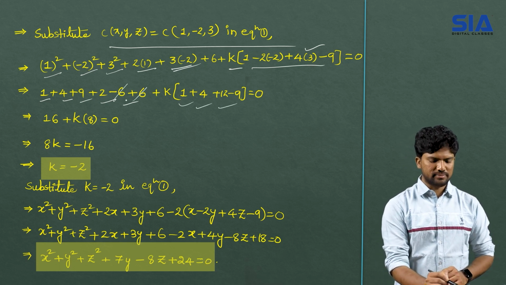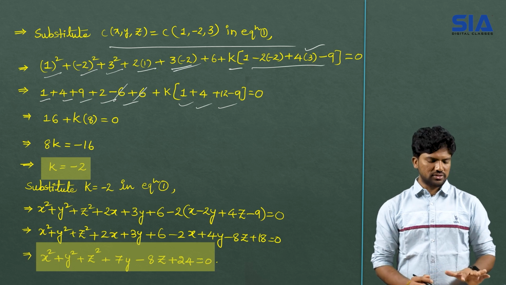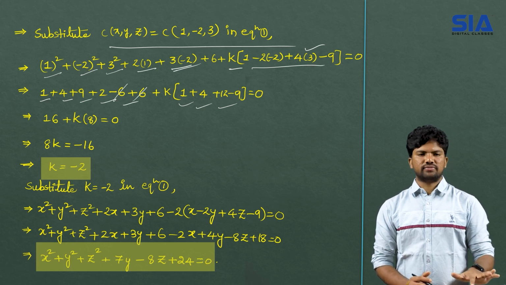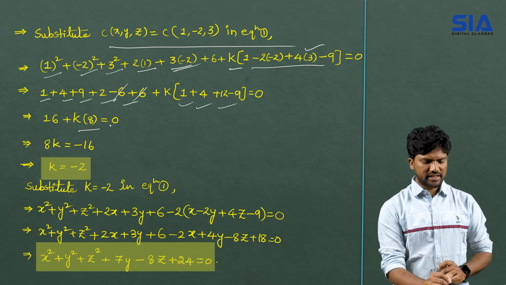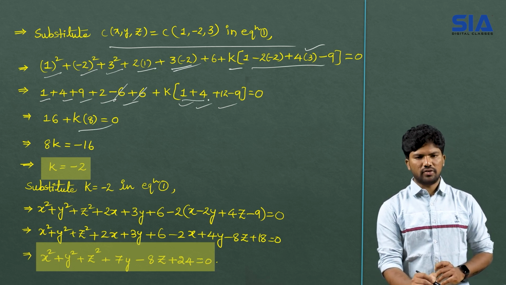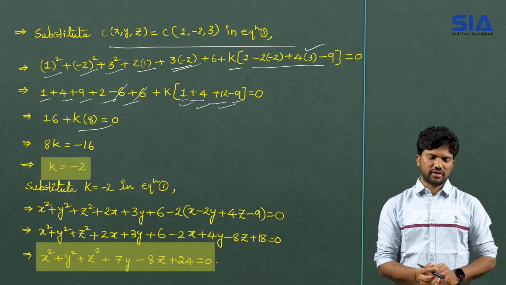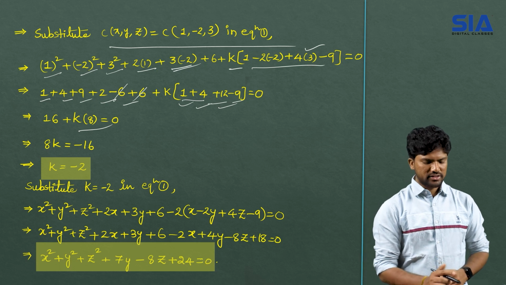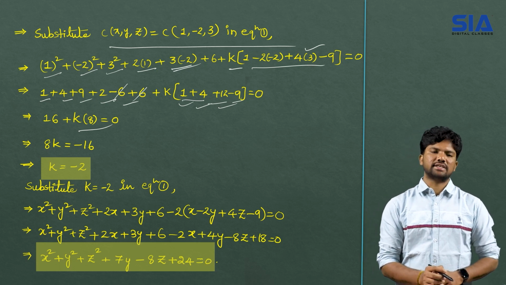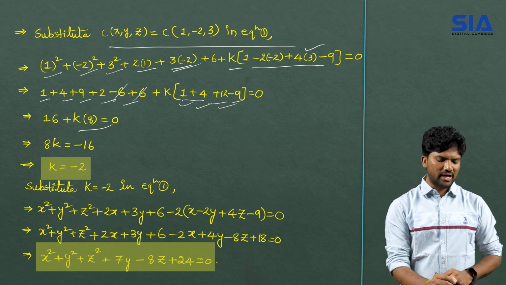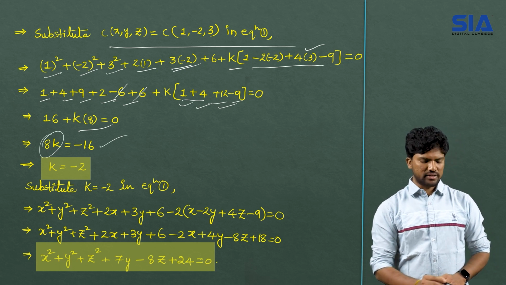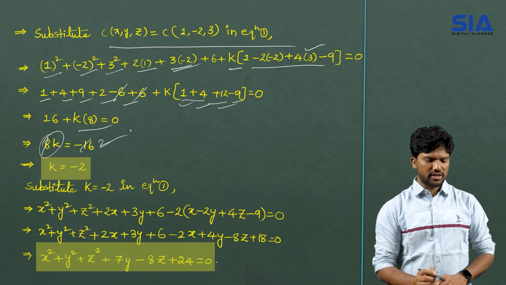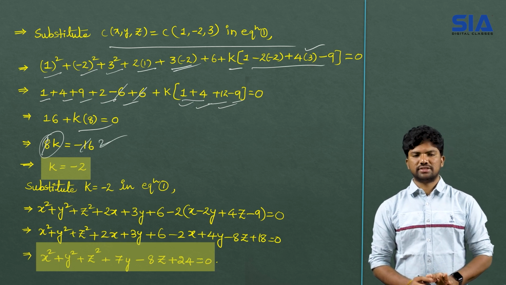So here plus 6 minus 6 will get cancelled. Next, 9 plus 1 plus 4 is 14, plus 2 is 16, and 16 plus k into, so 1 plus 4 is 5, plus 12 is 17, 17 minus 9 is 8. Okay, 17 minus 9 is equal to 8. So therefore 16 plus 8k is equal to 0. So I want the k value. 8k is equal to minus 16. So k is equal to minus 16 by 8, that is, k is equal to minus 2 is the value.